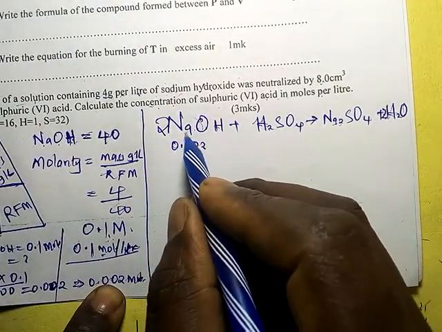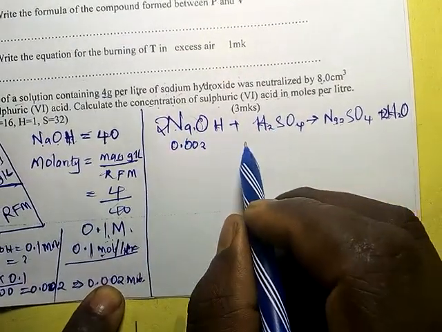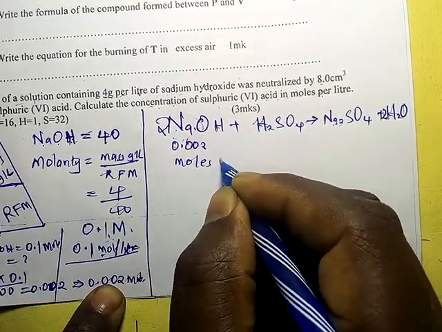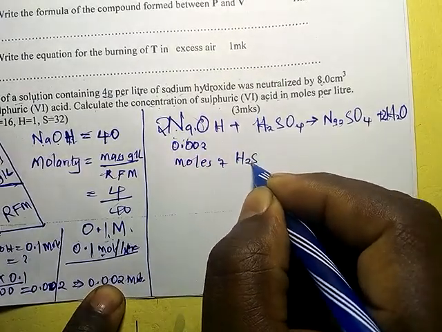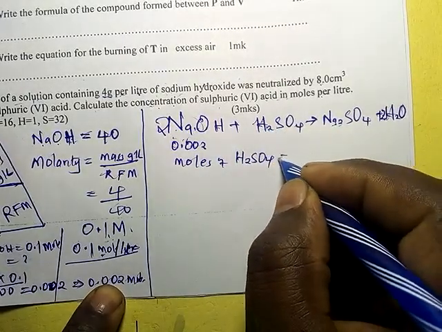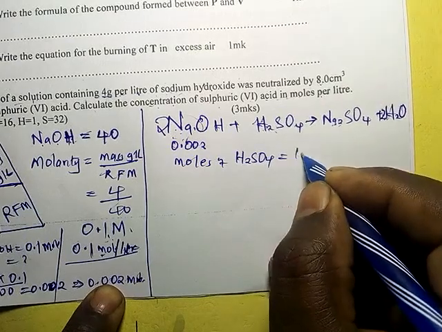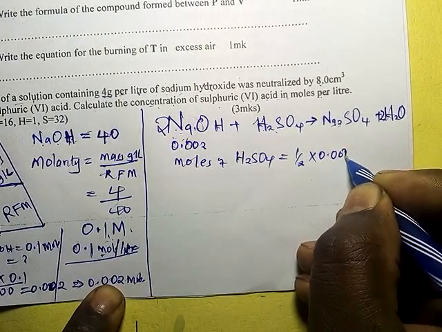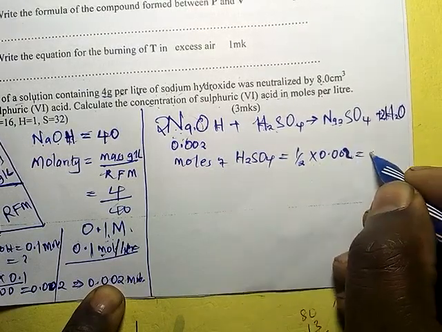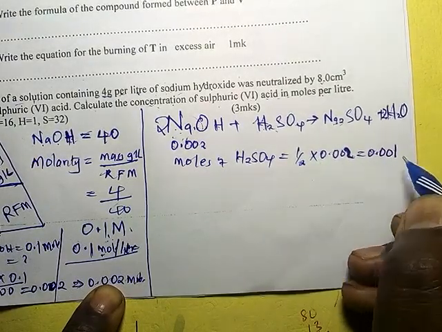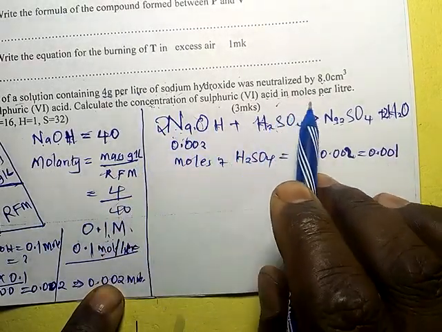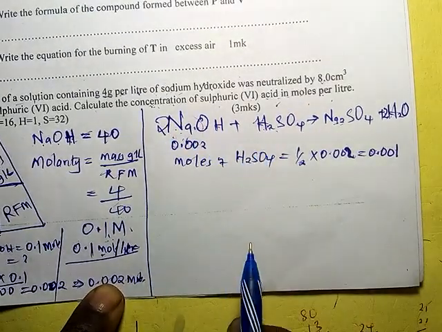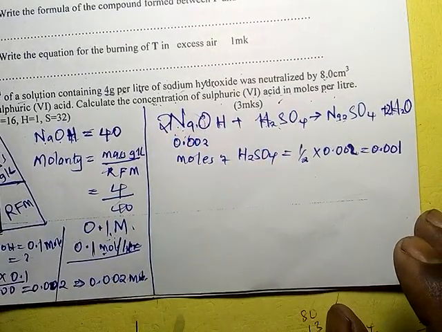Now, since the mole ratio of sodium hydroxide to sulfuric acid is 2 to 1, the moles of sulfuric acid that were used equal a half times 0.002, which will give us 0.001. So the number of moles of sulfuric acid is 0.001. Using the mole ratio, the stoichiometric equation, you need to understand that.